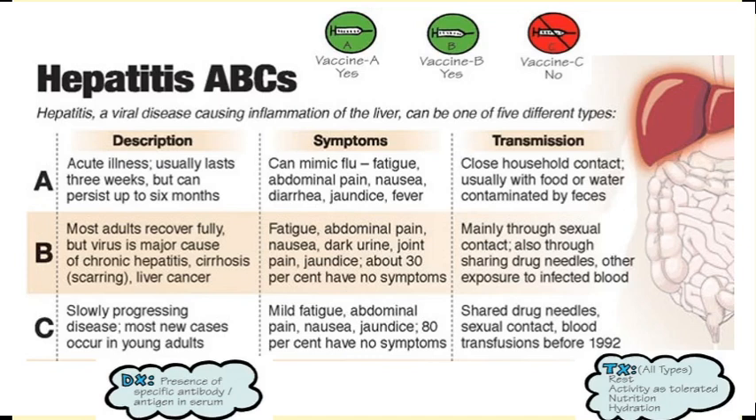There is no vaccine for hepatitis C. They are doing some research for treatments for it. But for diagnosis of hepatitis, whether it be A, B, or C, they look for the presence of a specific antibody or antigen in the serum. And treatment for all types is rest, activity as tolerated, nutrition, and hydration.